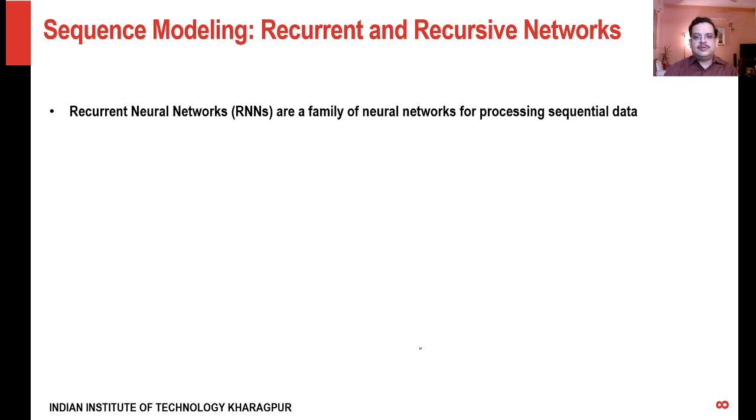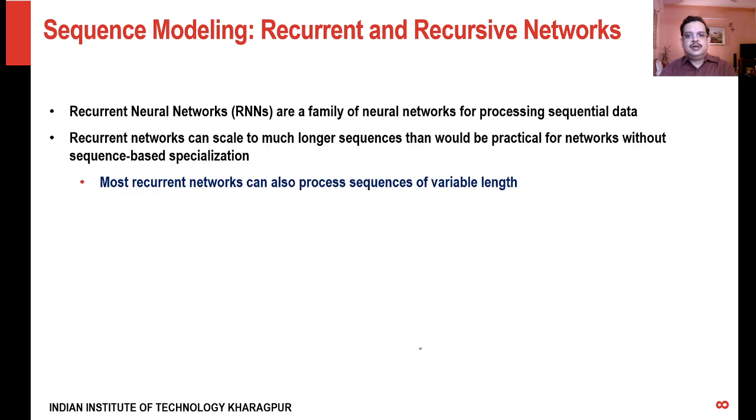So recurrent neural networks are a family of neural networks for processing sequential data, as I just now mentioned. They can scale to much longer sequences than would be practical for networks without sequence-based specification. So what does that mean? That means that if I did not try to learn this transfer function, and if I just try to learn the history, then there are so many possible variations that can take place that I would end up requiring a very big network. So most recurrent networks can also process sequences of variable length.